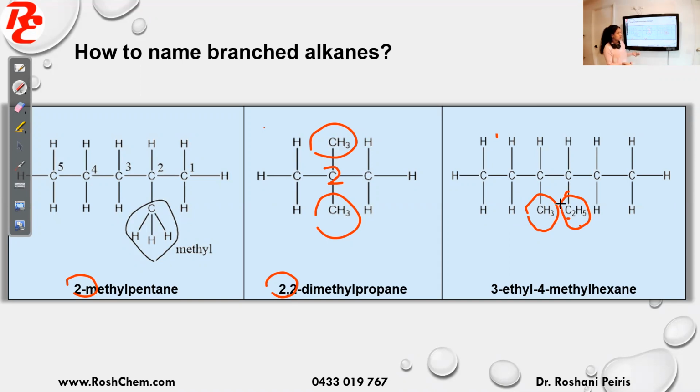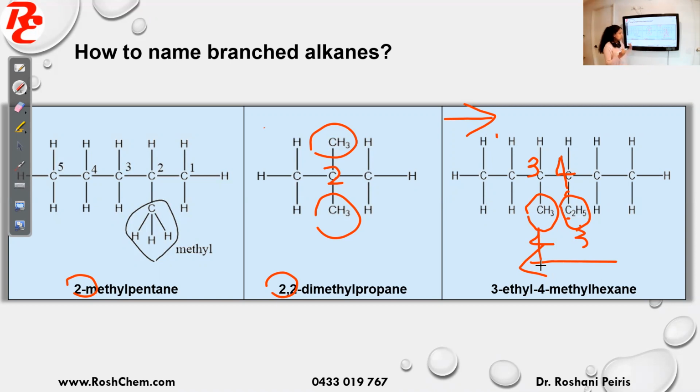And what are the numbers now? If I count from left to right, then my methyl group is on the 3rd carbon and my ethyl group on the 4th carbon. If I go the other way, now I count from right to left, at that time my ethyl group is on the 3rd carbon and my methyl group on the 4th carbon. Now you can see I get the same numbers.